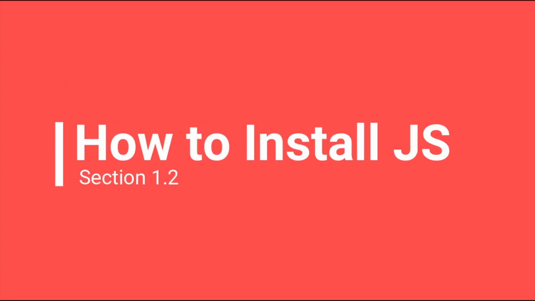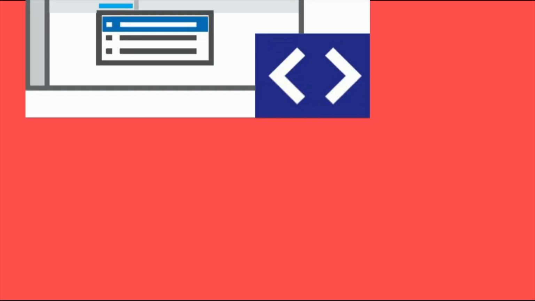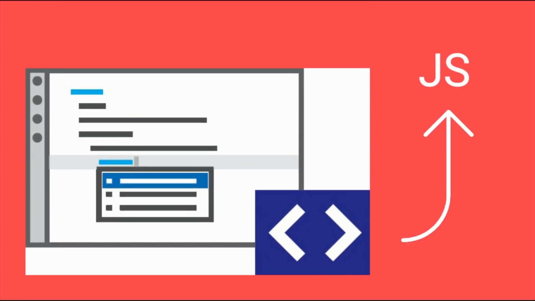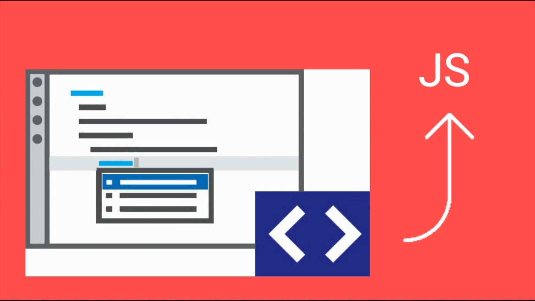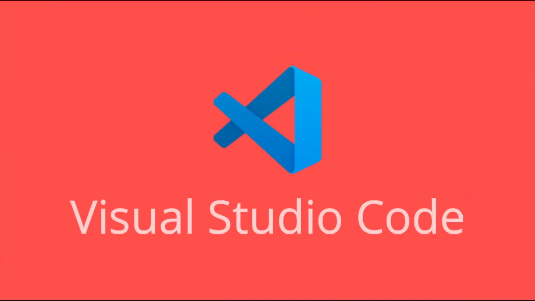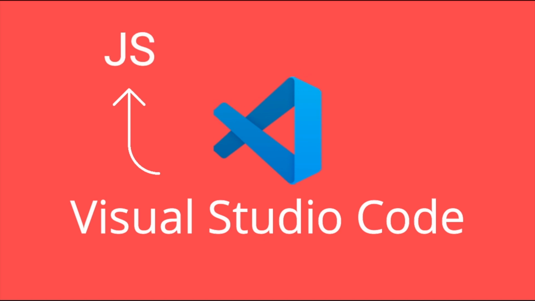How to install JavaScript? You can start by looking if you have a software that supports the JavaScript language. If you do, then you're good to go. And if you don't, then this is how you can install a software known as Visual Studio Code, which can also support JavaScript.